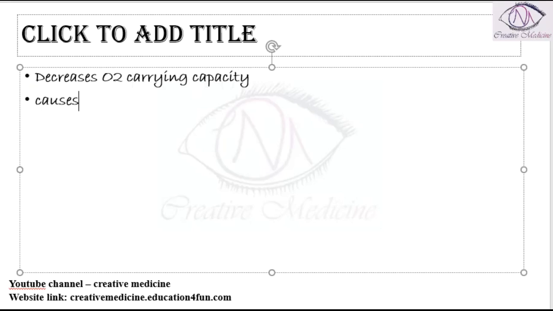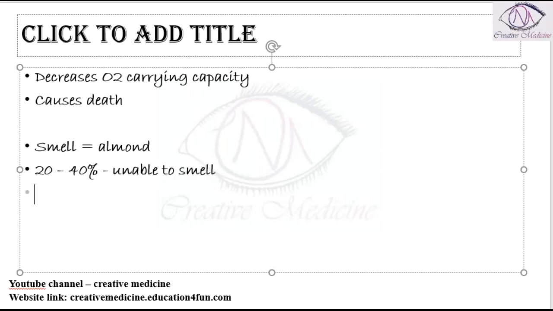Smell of cyanide poisoning. Cyanide poisoning will produce a peculiar smell, like a bitter almond smell. 20 to 40% of people are unable to smell it. The ability to smell it is a sex-linked trait in cyanide poisoning.